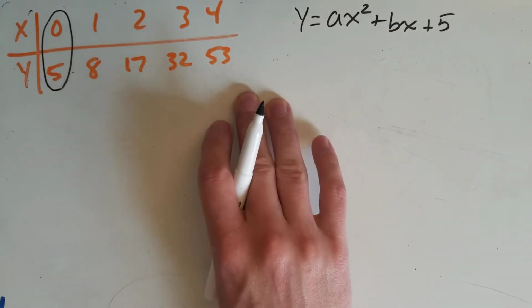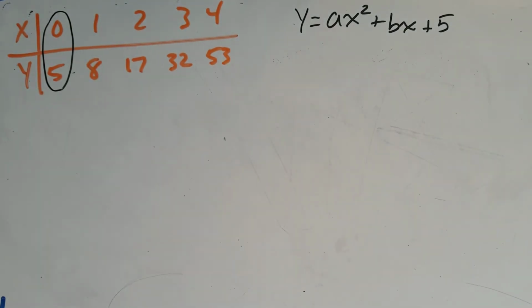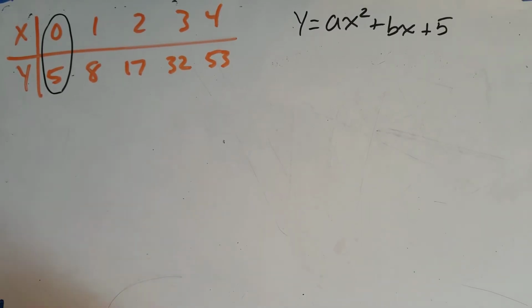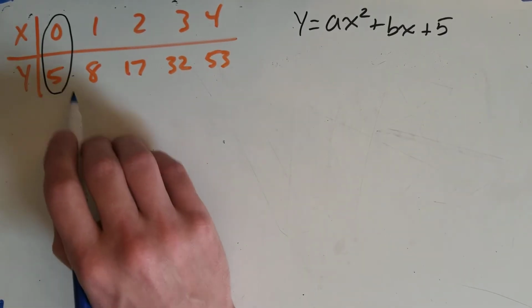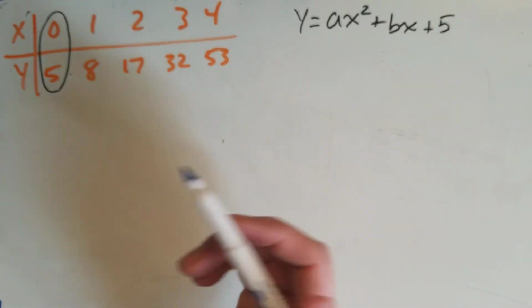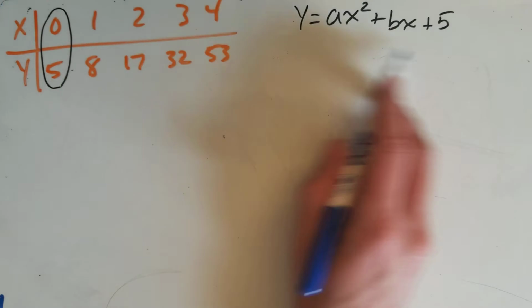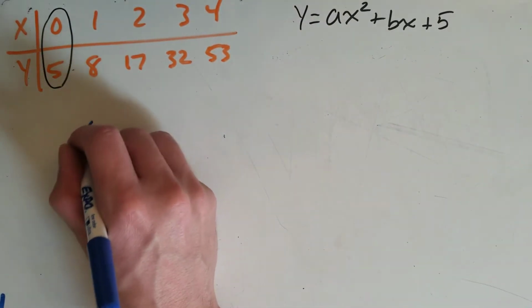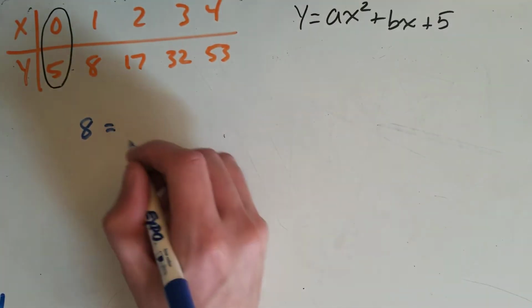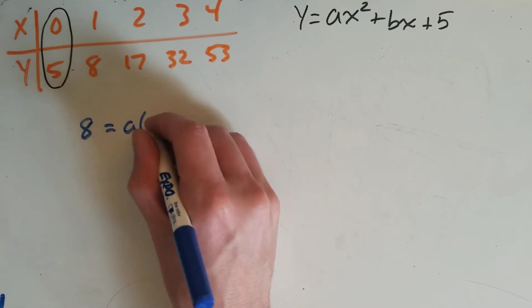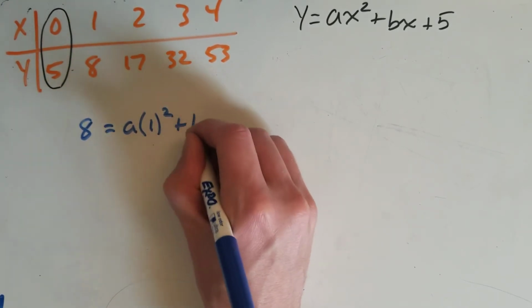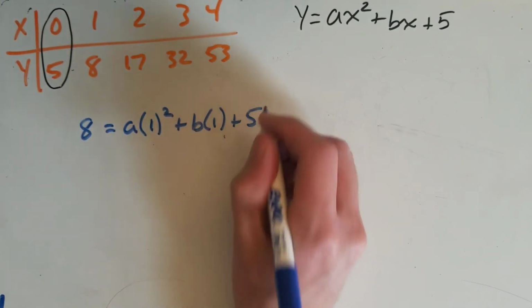Now we have 4 points that we can choose from, and we're going to do the same thing that we just did with the other problem. We're going to substitute in our x values and our y values, the ones that correspond together. I'm going to use the smaller values because it makes it a little bit easier. So let's say x is 1 when y is 8. So in the equation, 8 in for y, x is going to be 1. So a times 1 squared plus b times 1 plus the 5.